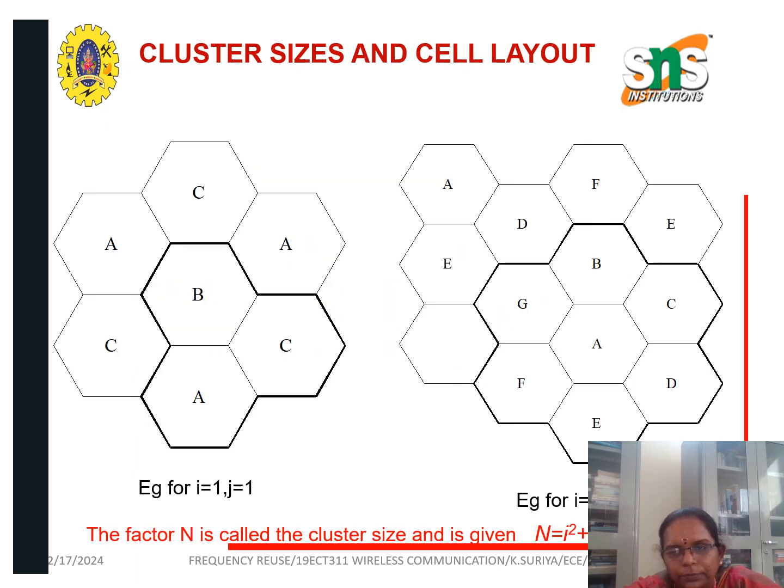So these are examples. When i is equal to 1 and j is equal to 1, and you substitute into N = i² + ij + j², you will get a cluster size of 3. Similarly, you will get a cluster size of 7 when i is equal to 1 and j is equal to 2, or i is equal to 2 and j is equal to 1.